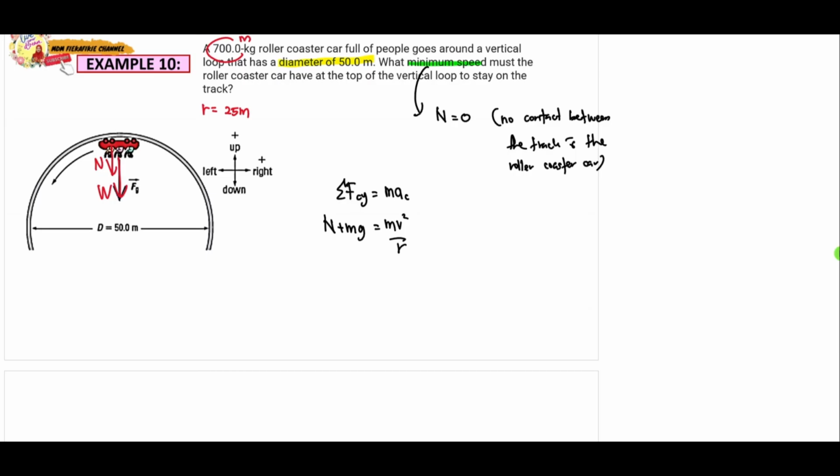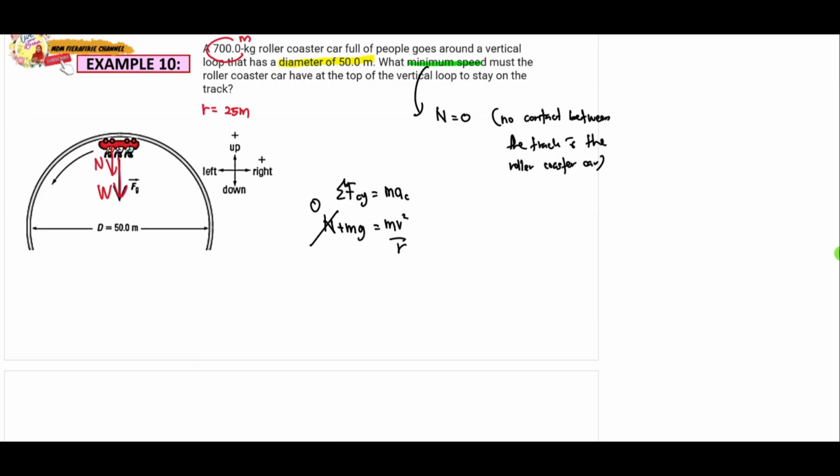Jadi untuk kira V minimum, berapa minimum speed yang sepatutnya ada pada roller coaster tersebut, we need to consider n is equal to 0. Keadaan bila n equal to 0 tu seolah-olah no contact between the track and the roller coaster car. Okay, so kita nak tengoklah. Kalau boleh, bila kita dah kira V ni nanti, V minimum, so kita tak nak roller coaster tu bergerak dengan kelajuan yang sangat rendah lah, okay, sampaikan the normal force is equal to 0. So kita tak nak macam tu.